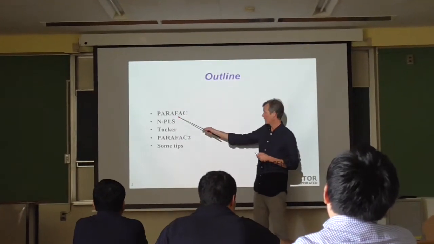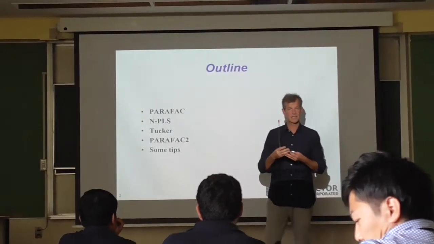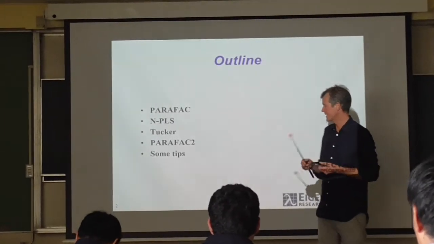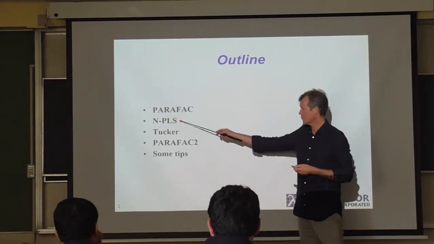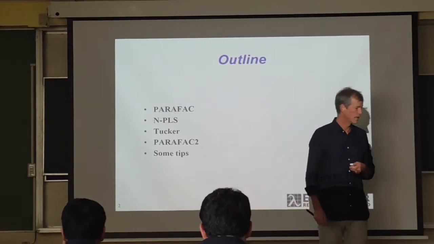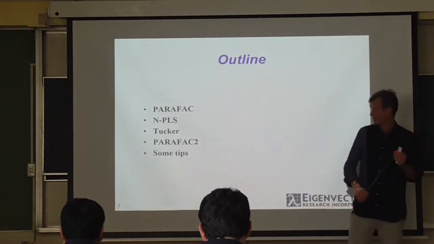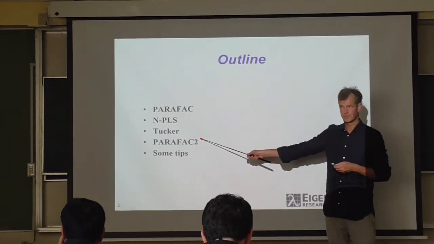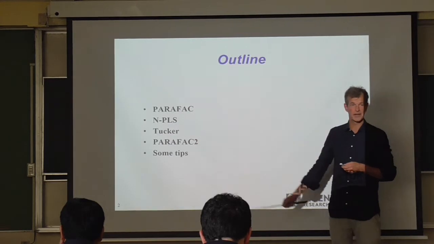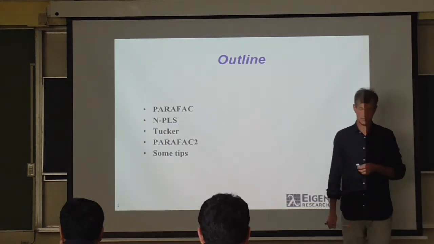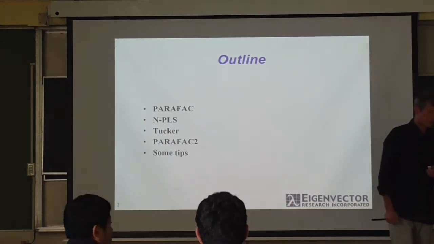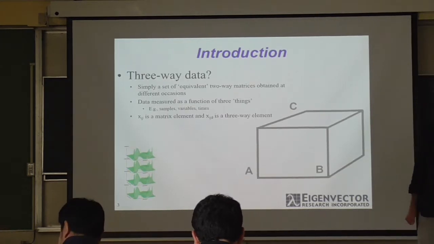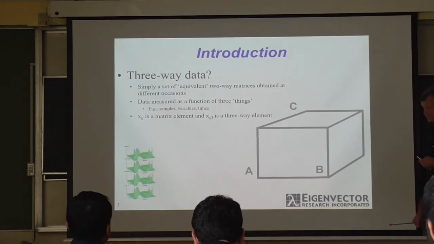For example, Parafac is an extension of PCA when you have more complicated data, but there are other extensions as well of PLS, etc., and some of them are very interesting. So, for example, if you work with GC-MS, then this, which is called the Parafac 2 model, is extremely interesting, and I'll show you some examples of that. But first we need to discuss what three-way data really is.